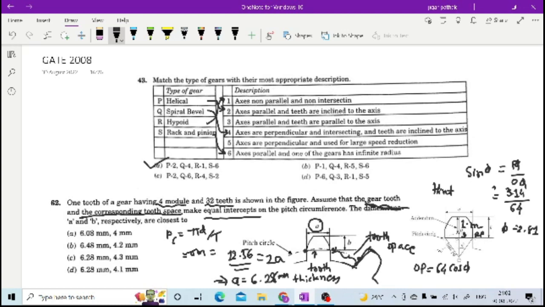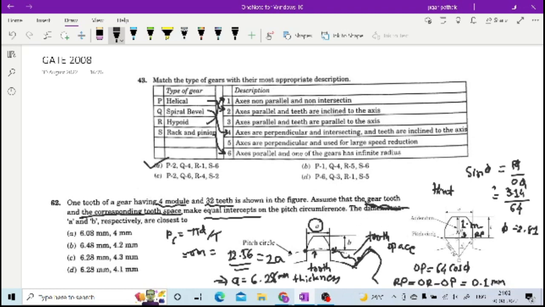So what you have to calculate is this RP, that is nothing but OR minus OP. RP is OR minus OP, right? So when you calculate this OP and put it here, your OR is already known to you as 64, that radius. So you will be able to calculate RP as 0.1 mm. So now RP is 0.1 mm and your addendum is 4 mm.